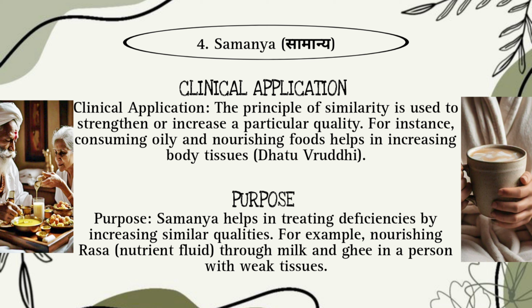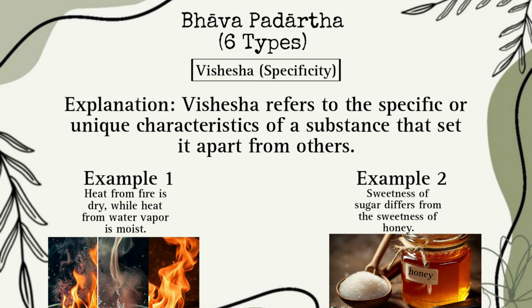For example, nourishing rasa, that is nutrient fluid, through milk and ghee in a person with weak tissues. Vishesha, that is specificity. Vishesha refers to the specific or unique characteristics of a substance that set it apart from others. Example: heat from fire is dry, while heat from water vapor is moist. Example 2: sweetness of sugar differs from sweetness of honey.